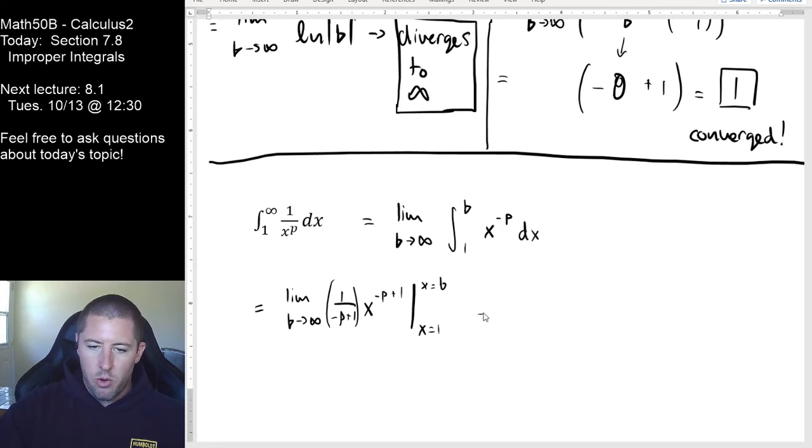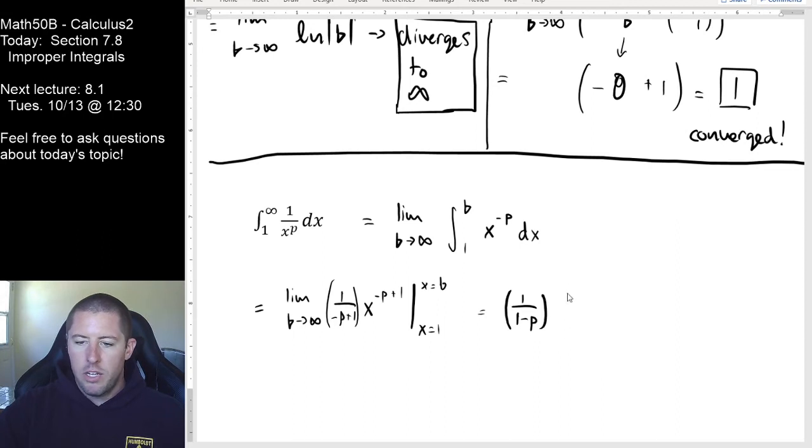So let's go ahead and see what we get from this guy here. We should be getting this 1 over 1 minus p. Notice, by the way, this is just a constant multiple. This does not affect the limit. It has to do with b only. The bounds of integration have to do with x only. p is just a constant in this problem. So I'm going to pull out that 1 over 1 minus p part right there.